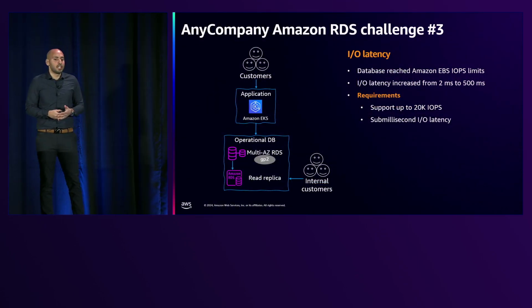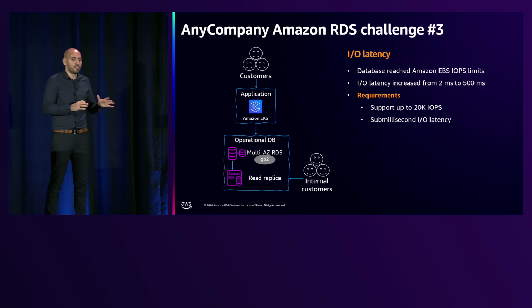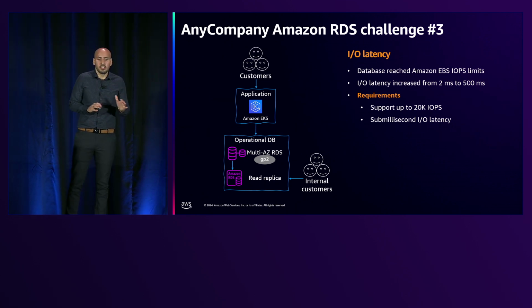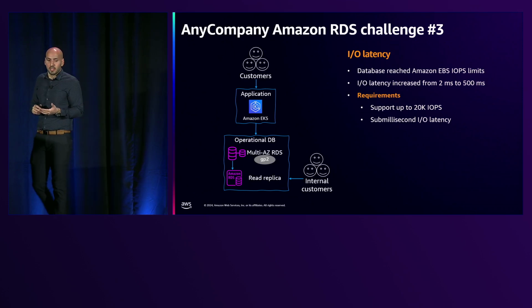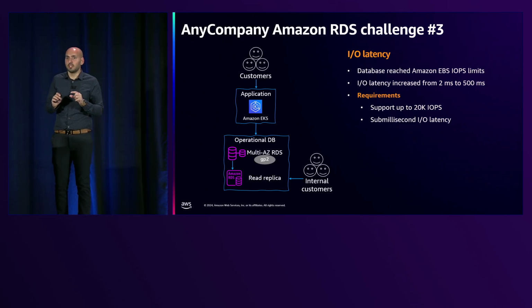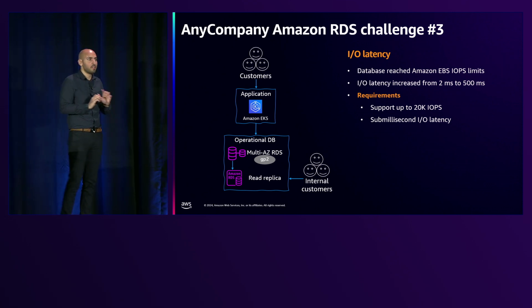So back to any company now for another challenge which revolves around EBS IO latency. As their database scaled, they reached EBS IOPS limits. And that caused their IO latency to spike from 2 milliseconds to 500 milliseconds, which is a significant performance hit.